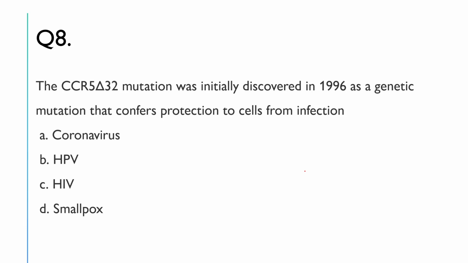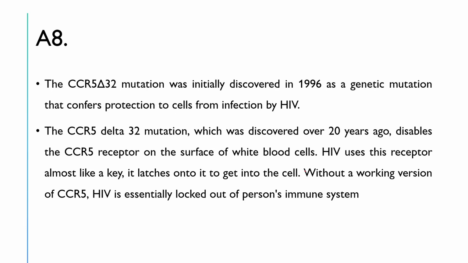So everyone has answered C, HIV, right? So it's the correct answer. Great. So let's talk about what the CCR5 delta 32 mutation is. This mutation was initially discovered in 1996 as a genetic mutation that confers protection to cells from infection by HIV.